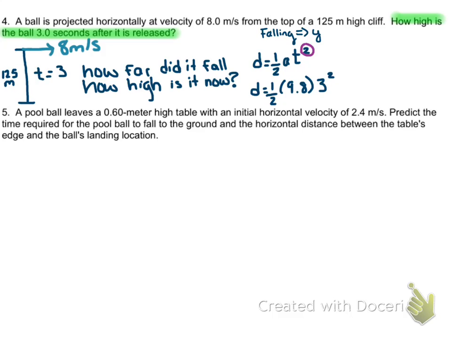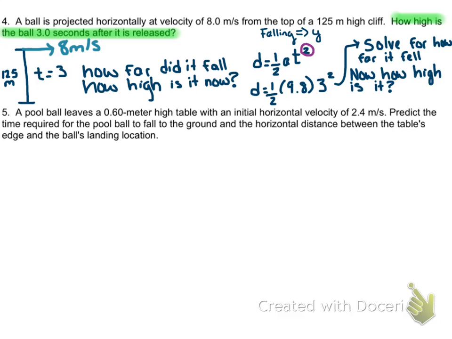So I'm going to plug in my distance is 1/2 times 9.8, that's the acceleration due to gravity, times my time, 3 seconds squared. Now you're going to solve for that, and that is going to give you the distance that the ball fell. Now you need to go back and figure out how high is the ball now. It was at 125 meters. It fell that distance. How far off the ground is it?